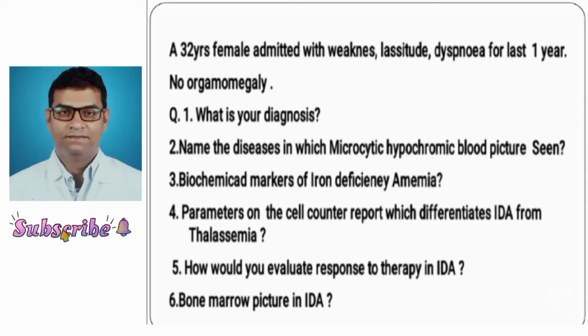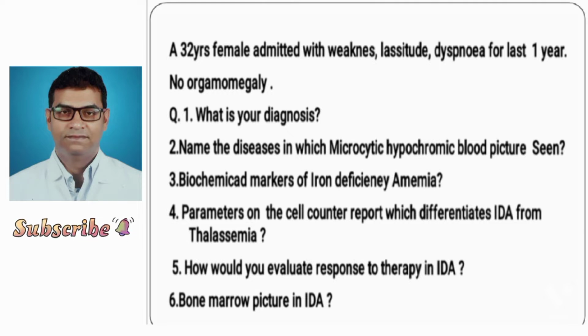A 32 years female admitted with weakness, lassitude, dyspnea for last 1 year. No organomegaly. What is your diagnosis? Nutritional anemia or iron deficiency anemia. Name the diseases in which microcytic hypochromic blood picture is seen.